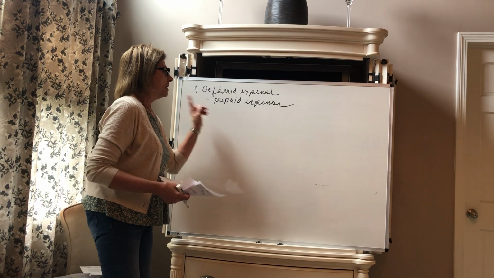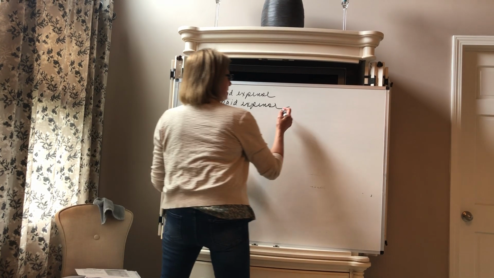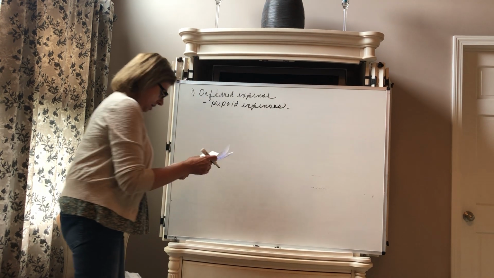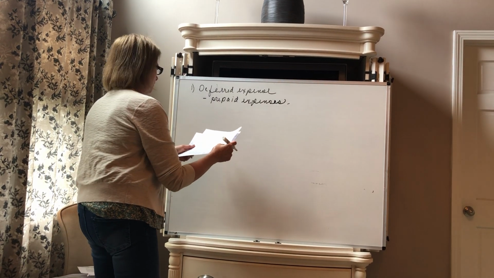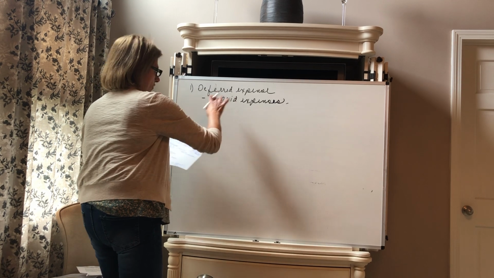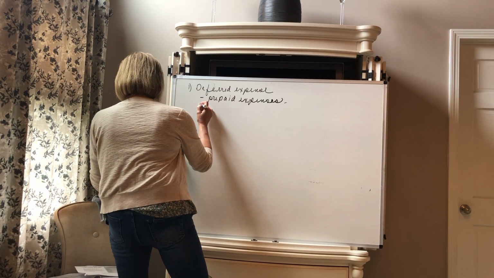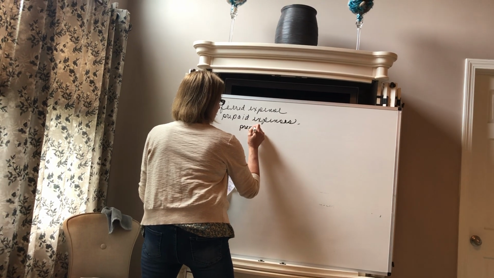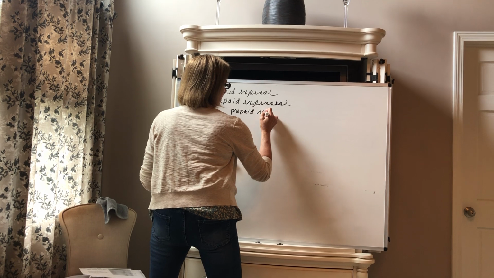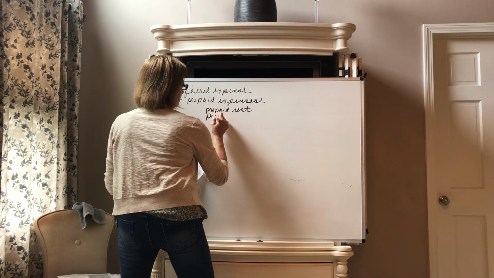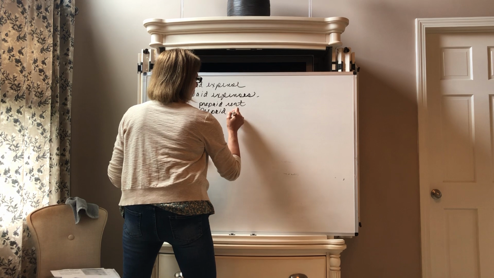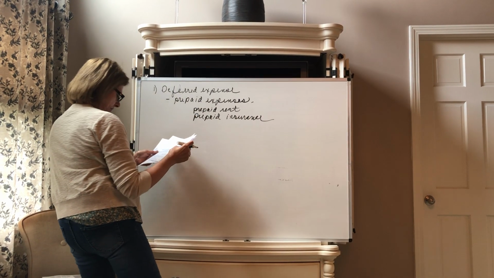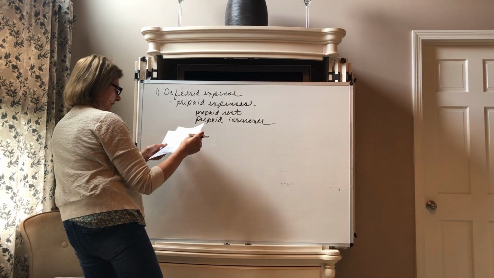So prepaid expenses, I should have an S there because there's more than one. They're called prepaid. Some examples: prepaid rent, prepaid insurance. Some of their favorite ones are rent and insurance. What else can we prepay? Those are their two biggies.